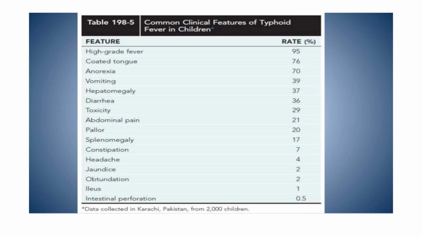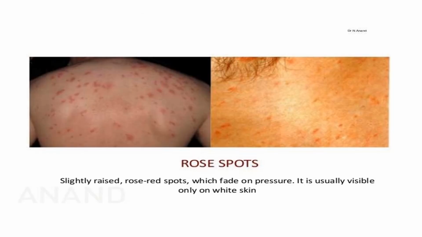So we have to ask about all these symptoms in the history, because we have to correlate, and we have to check for the cause of fever in the context of the differential diagnosis. There's the rose spot which I have mentioned, that looks like a slightly raised rose red lesion, which fades on pressure, and is usually visible on white skin.